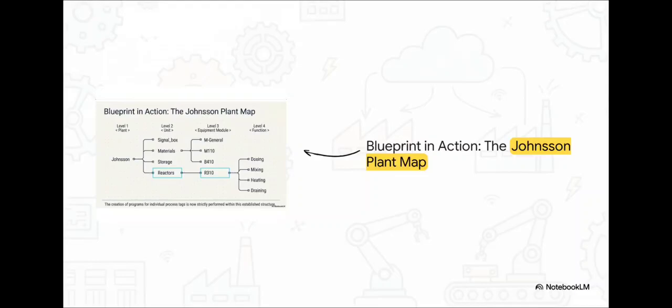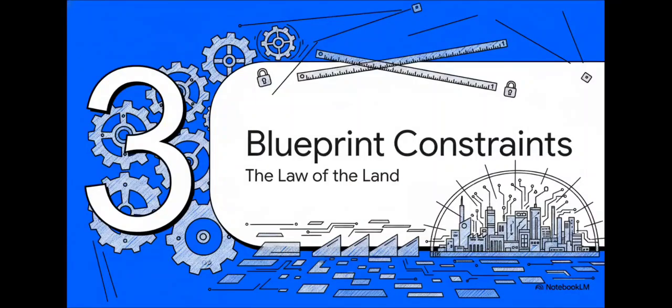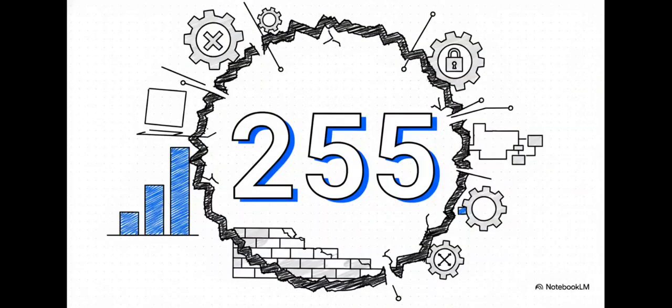It's brilliant. All right, Section 3, strict blueprint constraints, the law of the land. Now, I know it's super easy to look at syntax rules as, well, boring limitations. But in a massive automated factory, these rules are absolute laws. They are the only thing keeping your digital twin from totally collapsing.